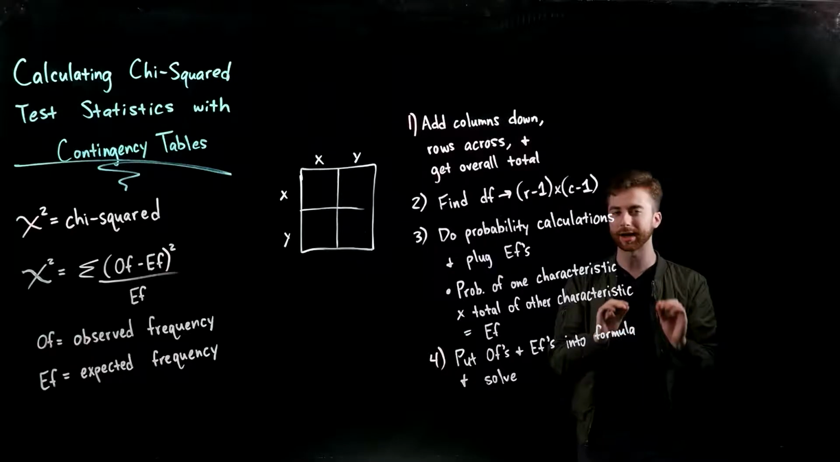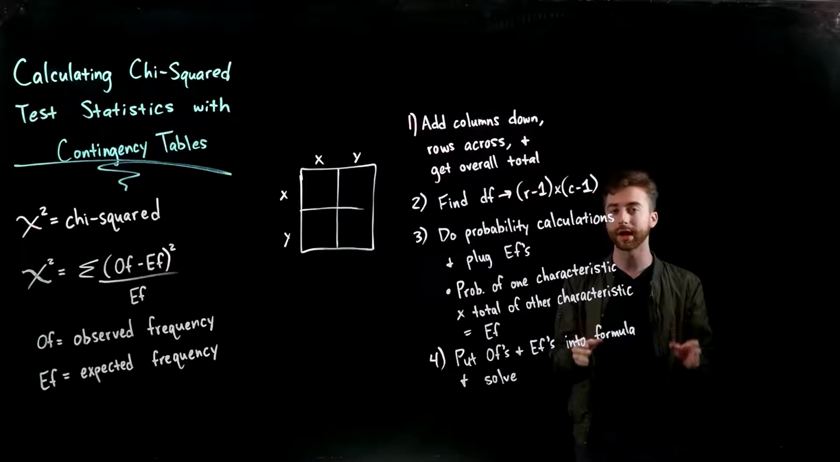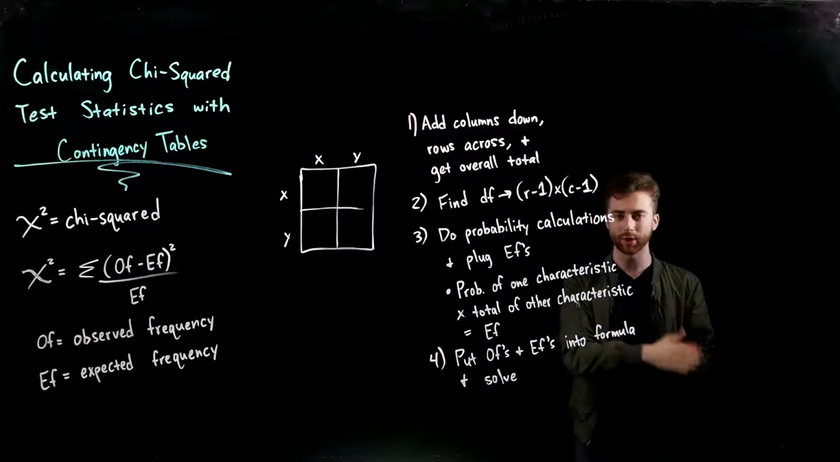So we'll show an example to make that a little bit more clear, but for right now I just want to talk about what the overall formula for chi-squared is, the overall steps you take in doing these, and we'll wrap up with a quick example at the end.